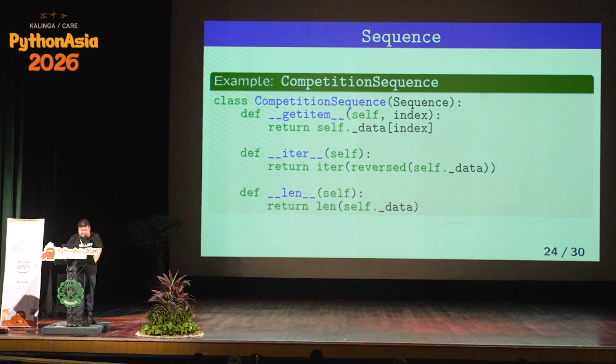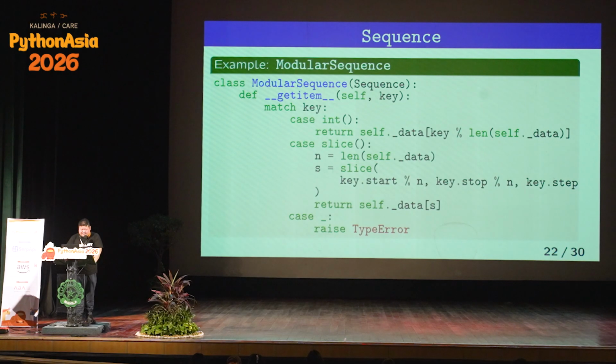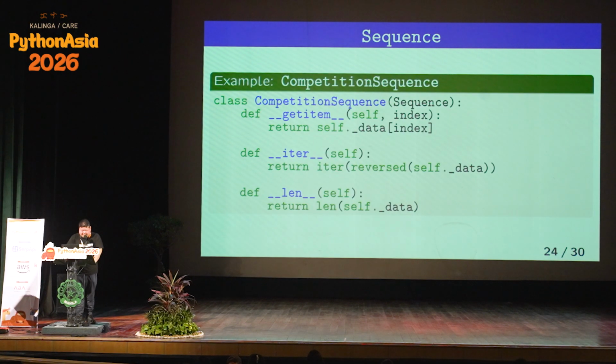Modular sequence only defined the __getitem__ method. So Python used __getitem__ as a fallback for iteration, calling index 0, 1, 2, and so on. That's why count runs forever.